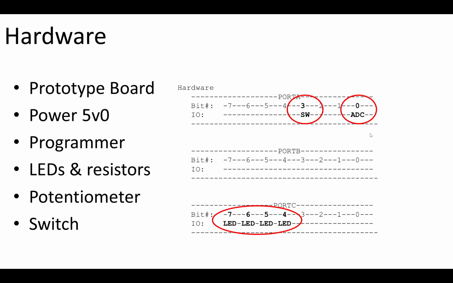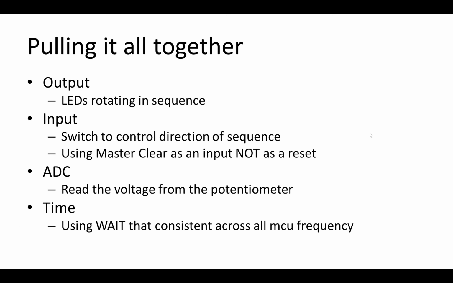What I've got is a prototype board. It's got the equipment laid out as per the diagram on the right hand side, powered at 5 volts, PIC18 at the moment. I've used a PIC18 in some of the videos. There's some LEDs and resistors, and they're connected to port C, 7, 6, 5, and 4. There's a potentiometer on port A0, and there's a switch on A3. And what we're going to do is we're going to put it all together.